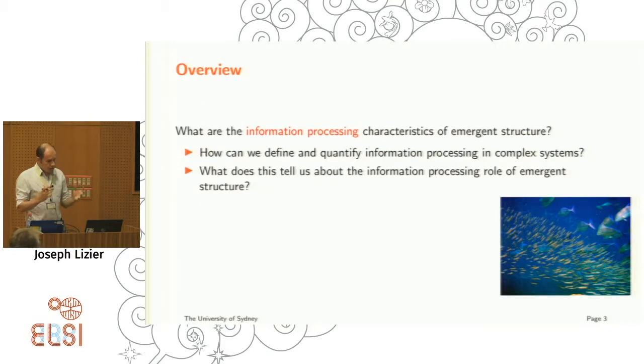So what I want to do is to talk about the information processing characteristics of emergent structure. So I'll spend most of the talk starting out by looking at defining and quantifying information processing in general in complex systems, and then bringing that back to looking at emergent structure to ask, what does this tell us about the information processing role of the emergent structure that we see? And in particular, I'll use cellular automata as a canonical example to study that.